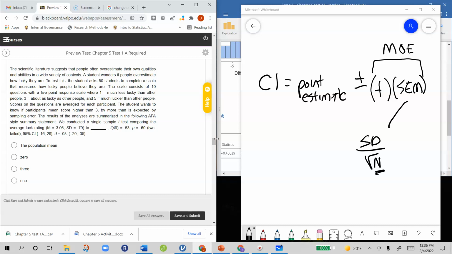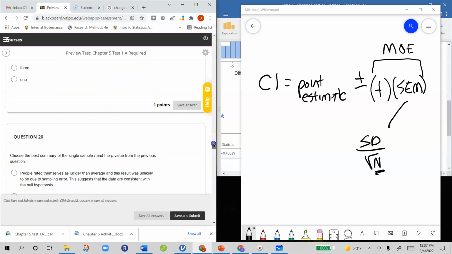Do people think they're more or less lucky than other people? And so we're going to compare them to 3. All right. So the first question we have here is, we conducted a single sample t-test comparing the average luck rating to blank. We have all these data here. What we're going to do is compare the average rating to 3, because that's what was said in the question. That was the context there.